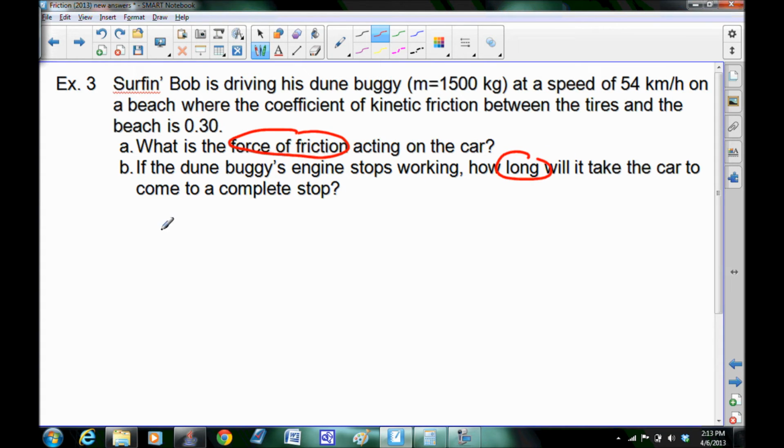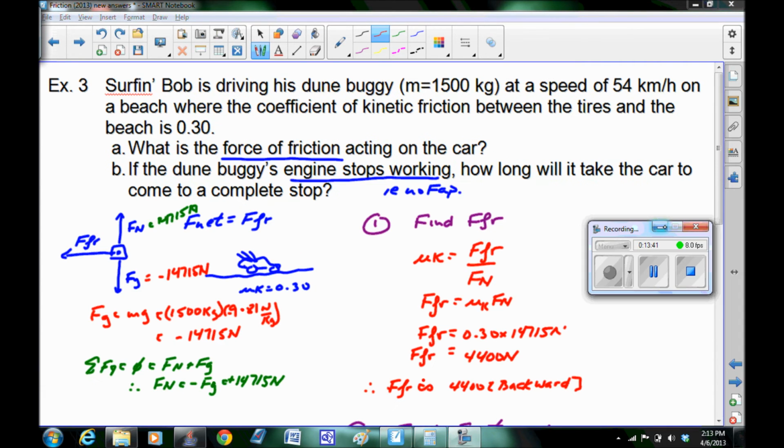So what we're going to do, we're going to draw a free body diagram. Step 1. Then we're going to use the coefficient of friction to get the force of friction. We're going to determine the net force acting on the dune buggy, the acceleration, and then finally from the acceleration we're going to determine the time. So that's kind of the game plan we're going to be using.